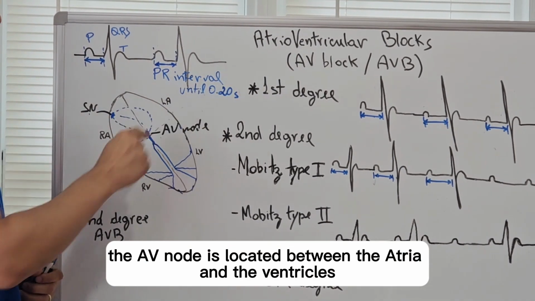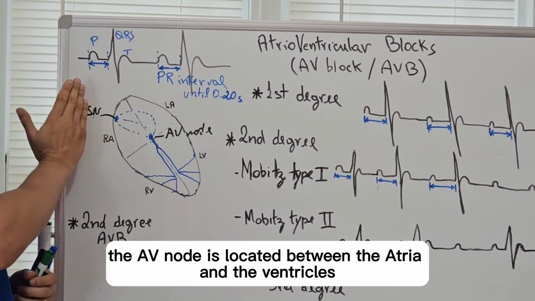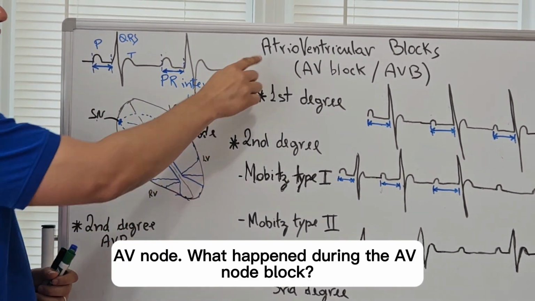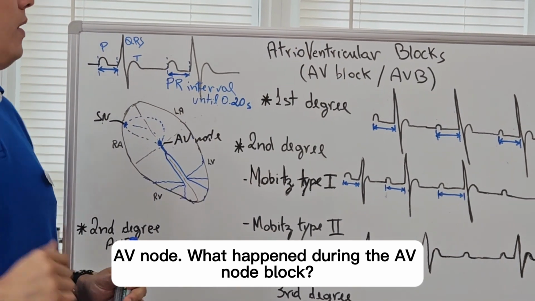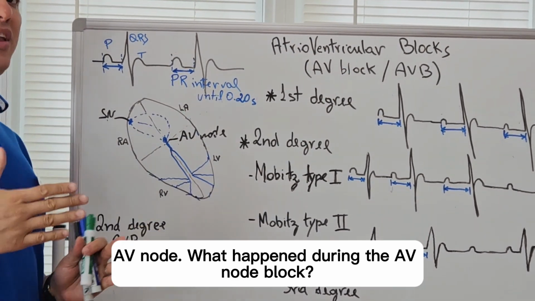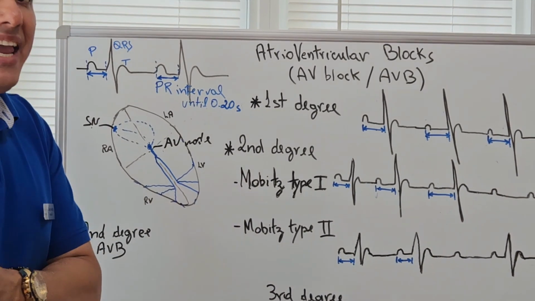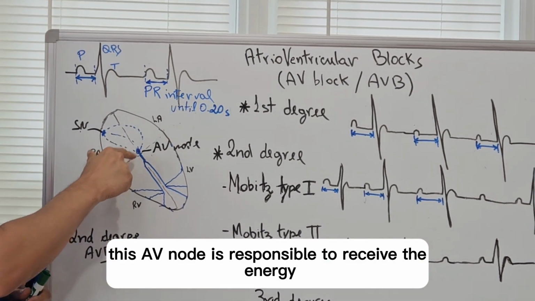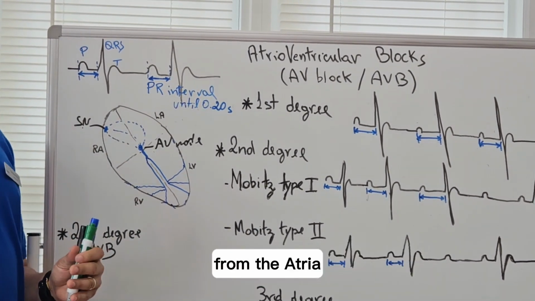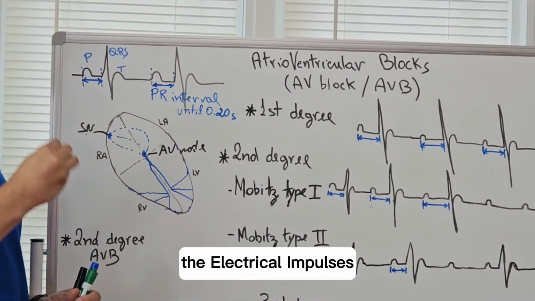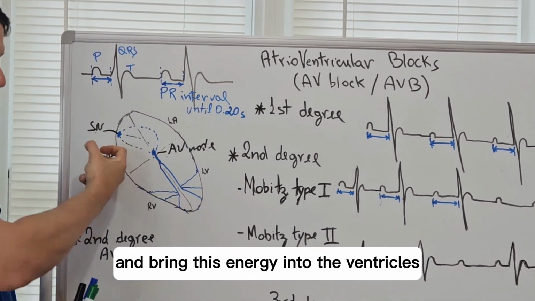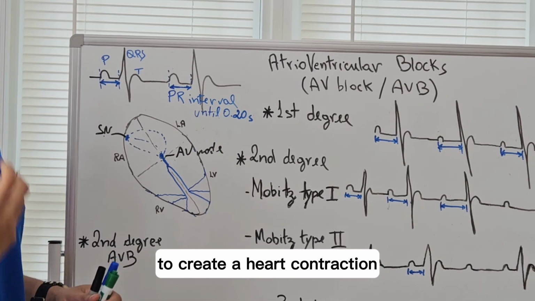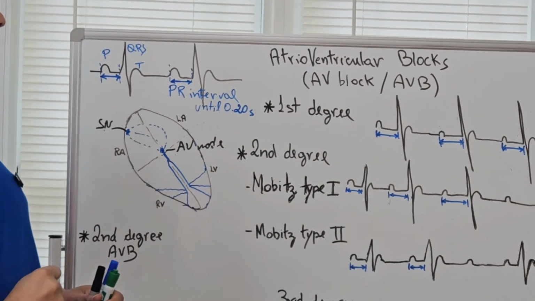Okay, the AV node is located between the atria and the ventricles. What happens during the AV node block? This AV node is responsible for receiving the energy from the atria, the electrical impulses, and bringing this energy into the ventricles to create a heart contraction.